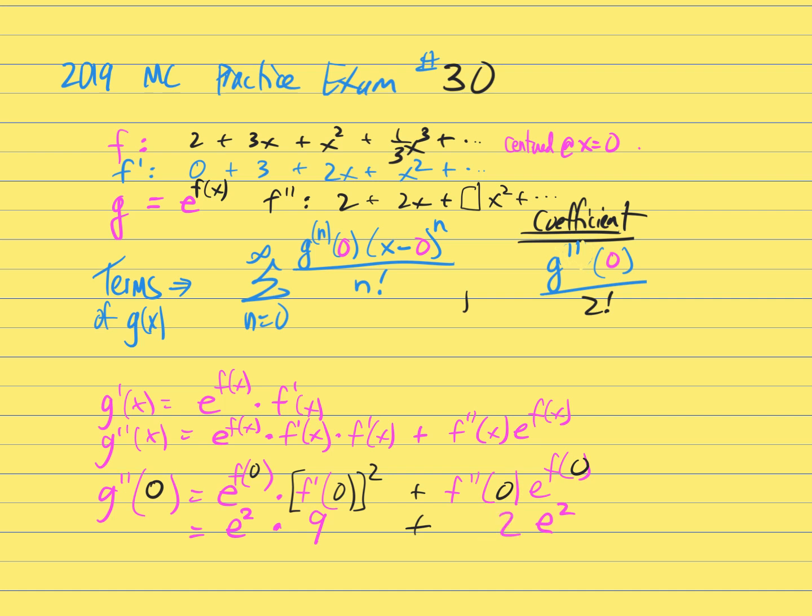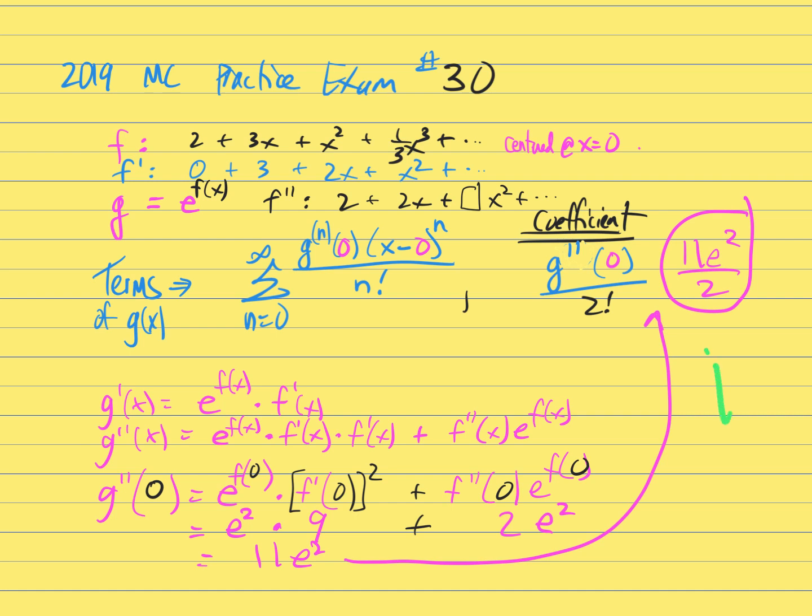Alright, so g double prime of 0 is 9e squared plus 2e squared, which is 11e squared. And therefore, the coefficient that we're asking for is 11e squared over 2 factorial, or 5.5e squared. And that looks like choice D to me.